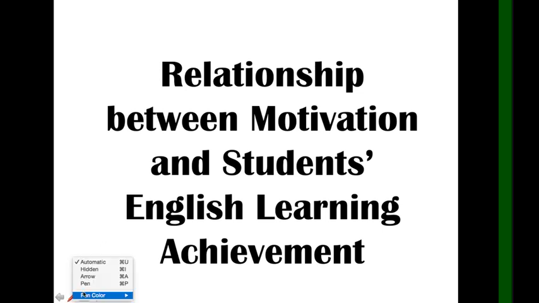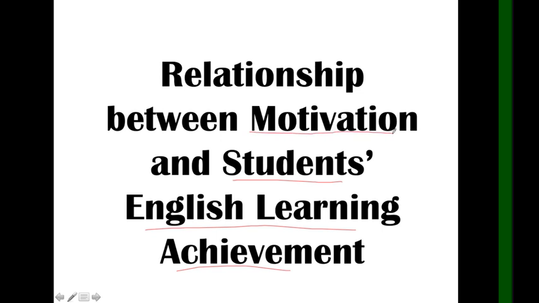Another example, relationship between motivation and students' English learning achievement. So we have two variables here: students' English learning achievement and motivation. So what do you think is the output here? Okay, so the dependent variable is the students' English learning achievement. It depends on the motivation that the students receive from their teachers. So the motivation is our independent variable and the dependent is students' English learning achievement. Learning achievement depends on motivation.